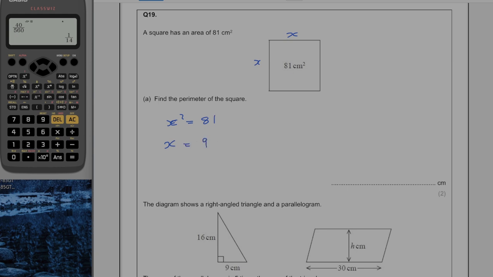So that would be 9. Arguably, you could have minus 9, but as we talk about a length, we can't really. And then the perimeter is going to be 4x. So the perimeter is going to be equal to 4 times 9, which will give us 36.